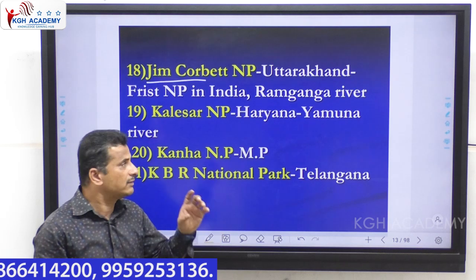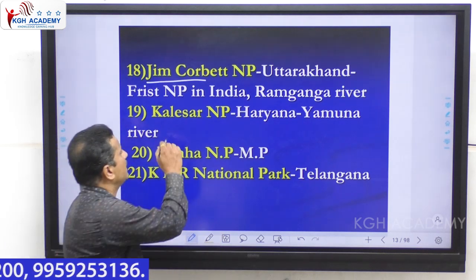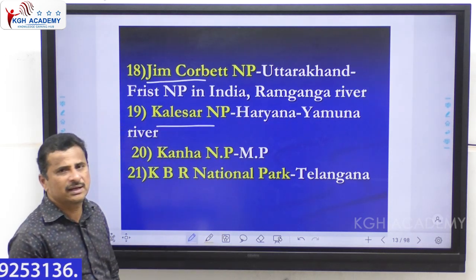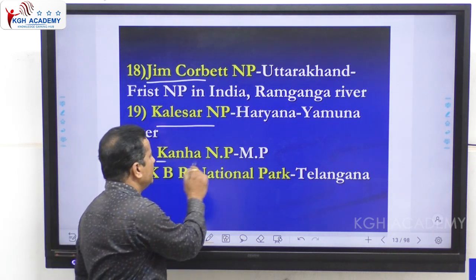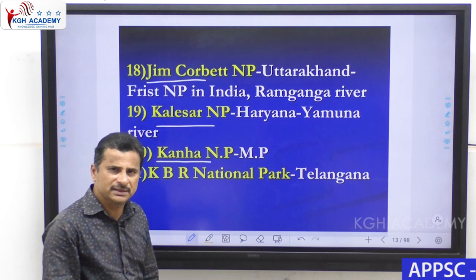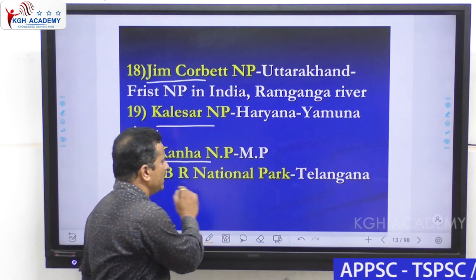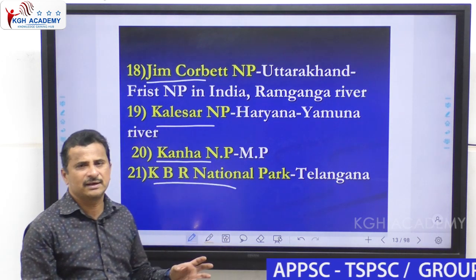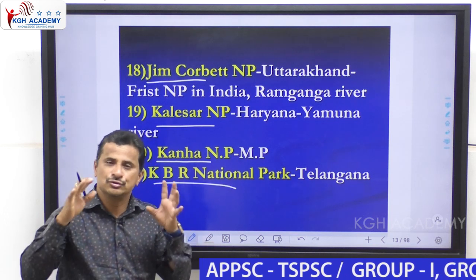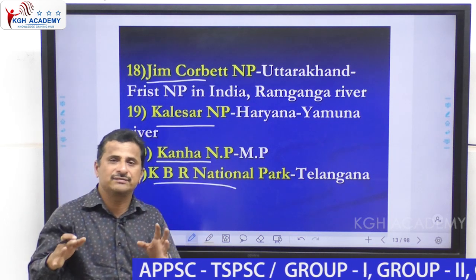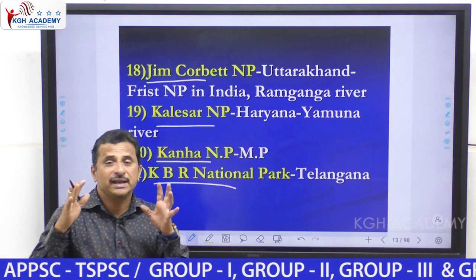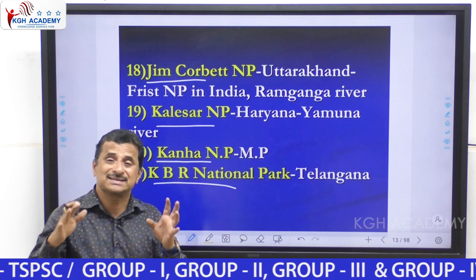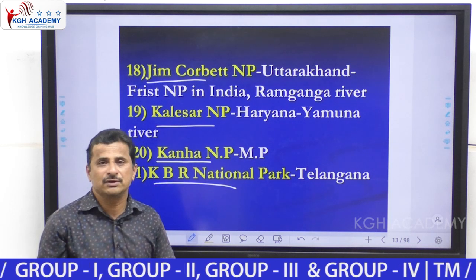Ram Ganga River flows through this national park. And Kalesar National Park, Haryana, where the Yamuna River flows. Next, Kanha National Park is in Madhya Pradesh, and next, KBR National Park is in Telangana, particularly in Hyderabad, the Jubilee Hills area, the center of the city. The specialty here in Telangana is that three national parks are present in Hyderabad city only.